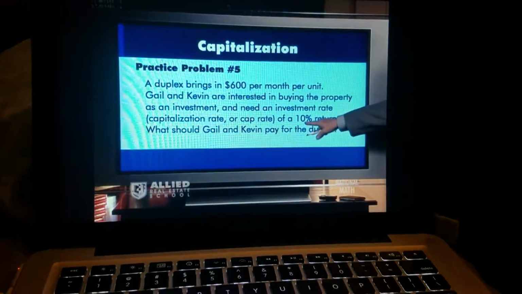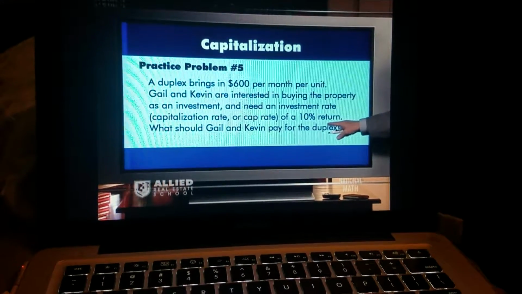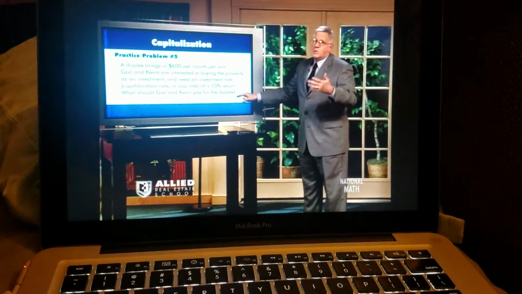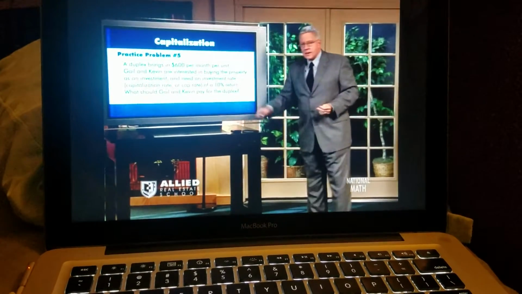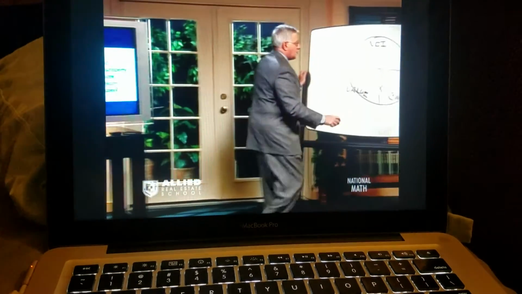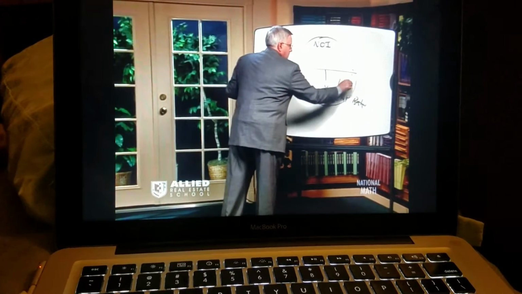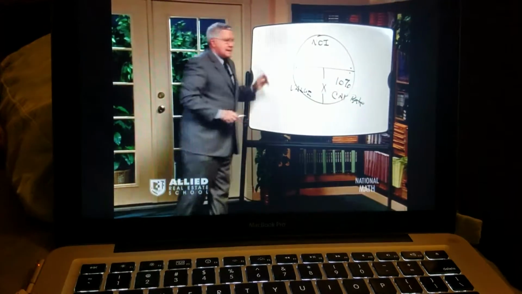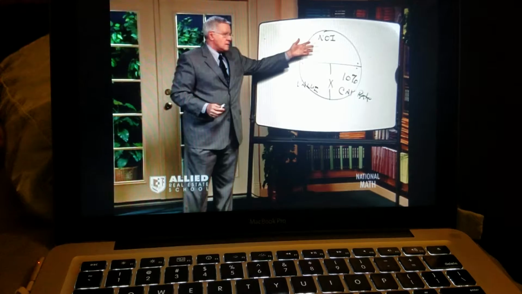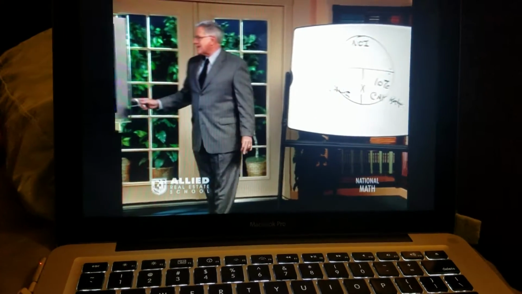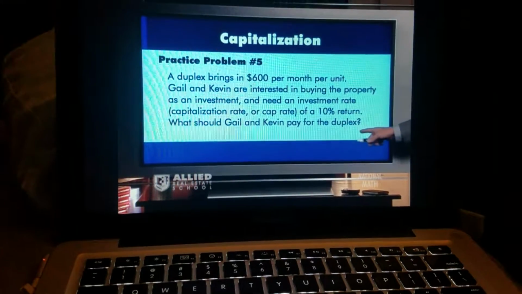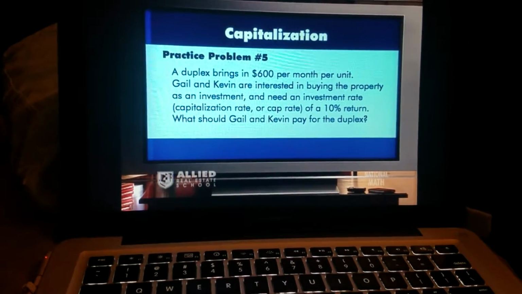Rates, real easy, isn't it? And of course, remember the rule of thumb, 1 rate per circle. So we're only going to have 1 circle, and we're going to put 10% in as our cap rate. Now, though, we've got to look at determining the NOI, because the question is asking, what should we pay for the duplex, or what's the value of the duplex?